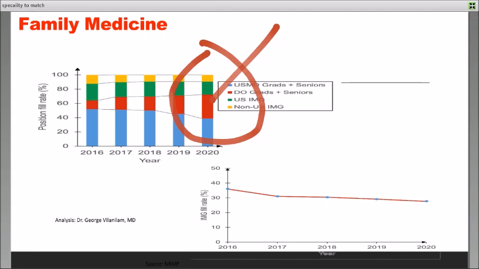So in addition to the increasing DO match, what do you see? You also see a decrease in both the non-US IMGs and the US IMG fill rate for family medicine. So for example, here in 2016 it was around maybe 35%, and now you are close to 27-28%. So that is a fact that the IMG match rate in family medicine has gone down.